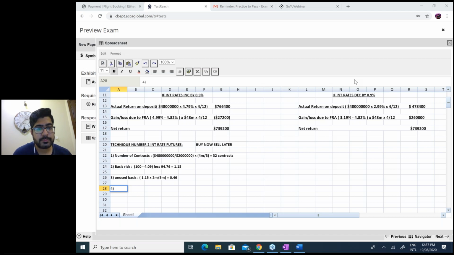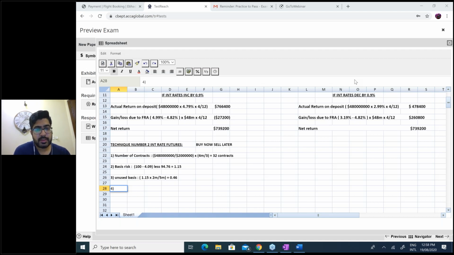Yes, Arun, you can do that. For us, basis risk is just the spot minus LIBOR less the futures price. Basis risk is the commission of the broker.